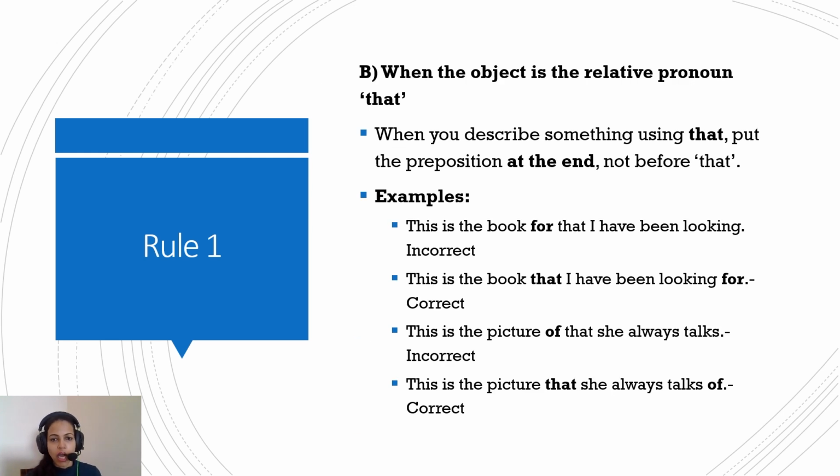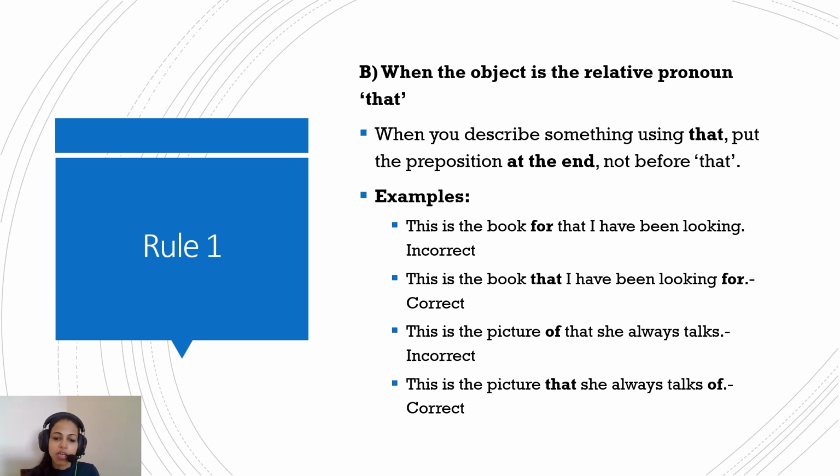Okay. Another special case is when the object is the relative pronoun that. So when you describe something using that, put the preposition at the end and not before that. For example, "This is the book for that I have been looking." No, just because that has been used, the preposition will follow that. It will come after the word that. So the correct statement would be, this is the book that I have been looking for. So the for is coming after that.